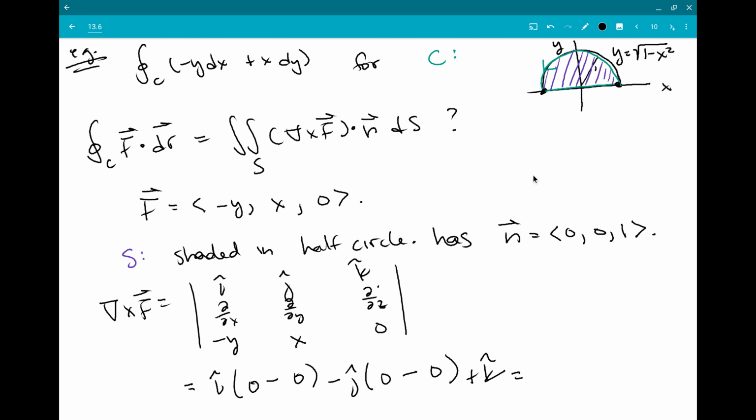Plus k hat, oops, gives me d/dx of x is 1, minus d/dy of minus y gives me minus 1, so plus 1. Let me just check that. 1, minus 1, plus 1. Okay, so I've got 0, 0, 2 here.